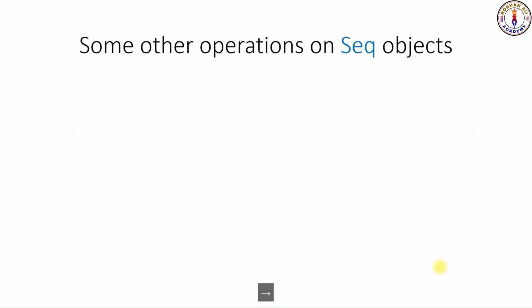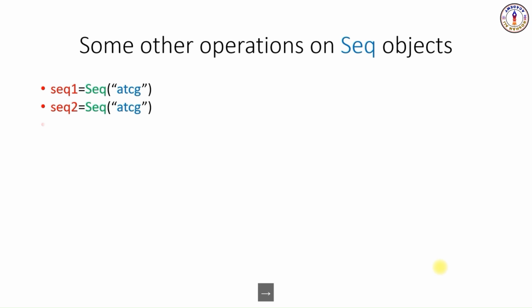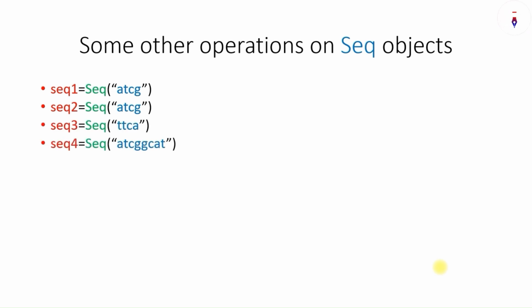At the end, let me show you some mathematical operations used with sequences. For example, you have created these 4 sequences. If you want to see if one sequence is identical to another sequence, use double equal symbols. This will tell you if they are identical or not. Because seq1 is identical to seq2, it says true.